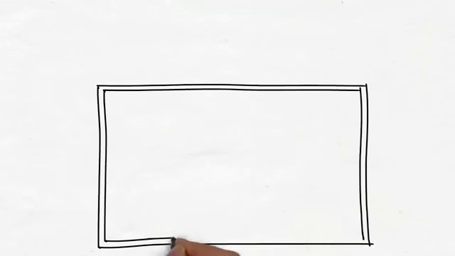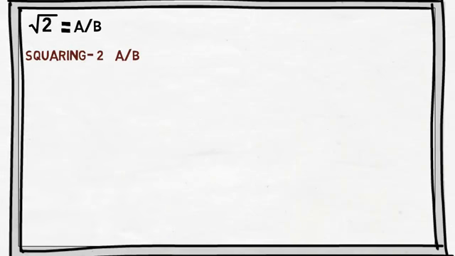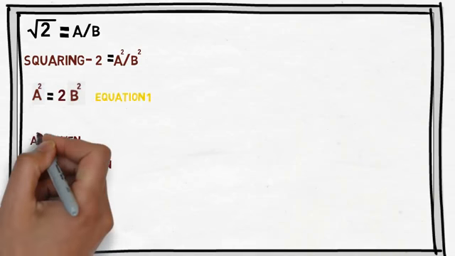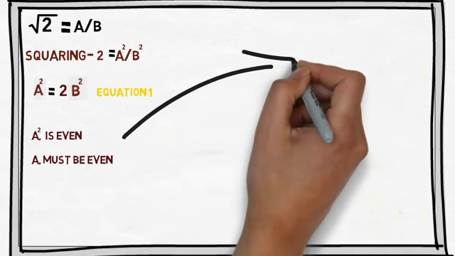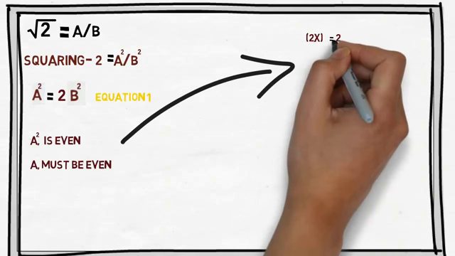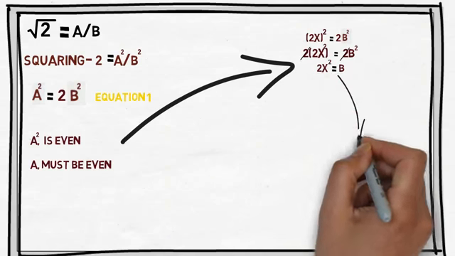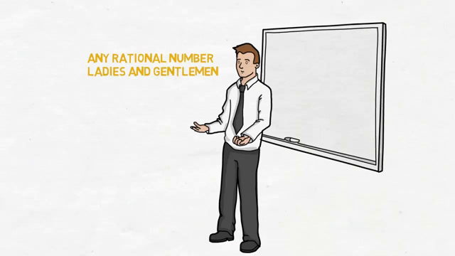Now let's assume the square root of 2 is rational. Squaring both sides gives 2 is equal to a squared divided by b squared. So a squared is equal to 2b squared. If a squared is even, a must be even. So a could be represented by 2x. If we replace this in our equation 1, 2x squared is equal to b squared. If b squared is an even number, b must be even. So both a and b are even.